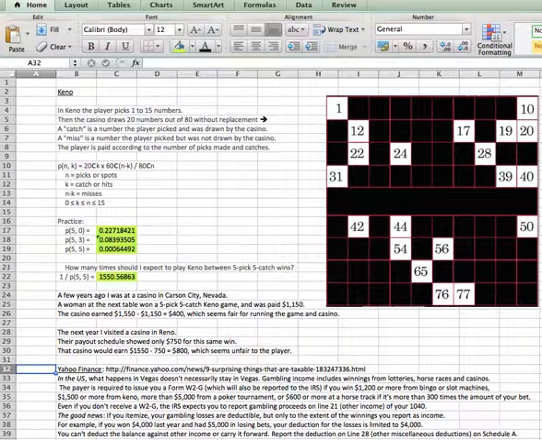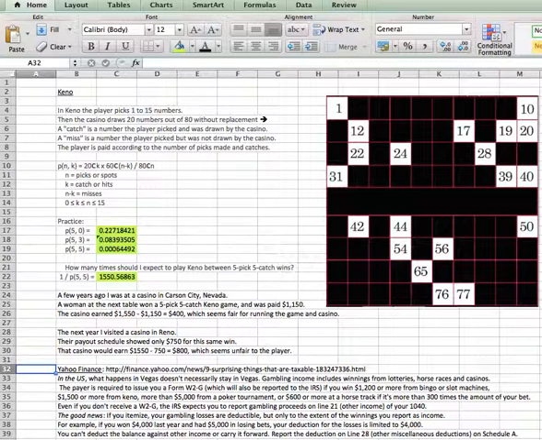The payer is required to issue you a Form W-2G, which will also be reported to the IRS if you win $1,200 or more from bingo or slot machines, $1,500 or more from Keno, more than $5,000 from a poker tournament, or $600 or more at a horse track if it's more than 300 times the amount you bet. So even if you don't receive a W-2G, the IRS expects you to report gambling proceeds on line 21, which is other income of your Form 1040.